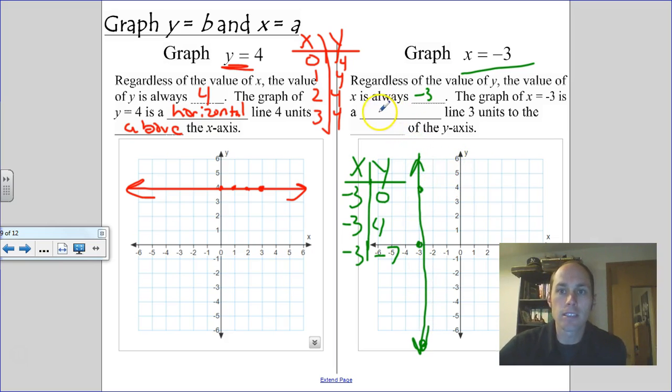So the graph of x equals -3 is a vertical line, and it's 3 units to the left of the y-axis. And another way to remember it is it cuts through the x-axis at -3. And so those are two special graphs that you'll get to learn how to do.